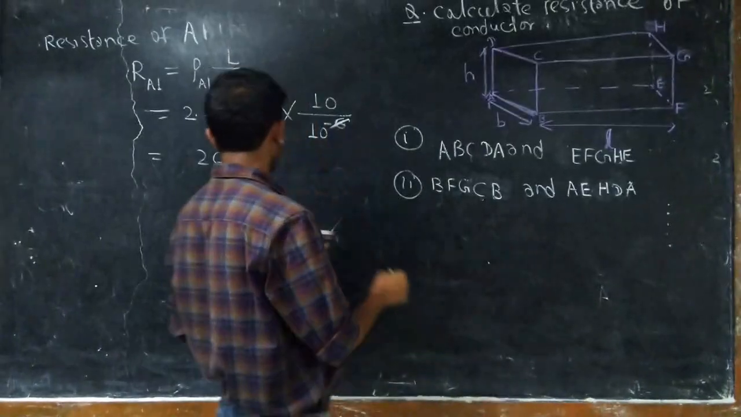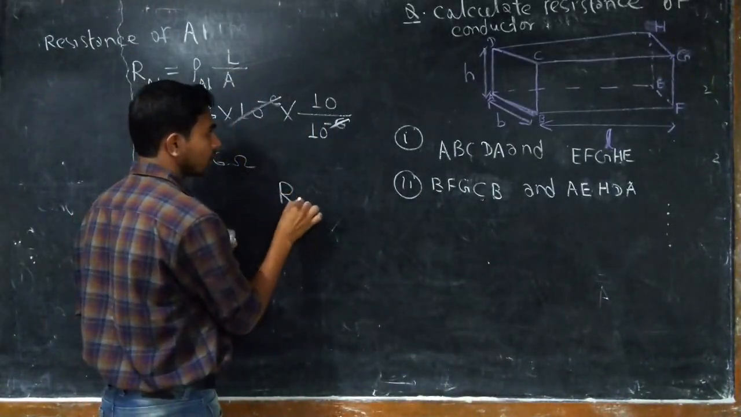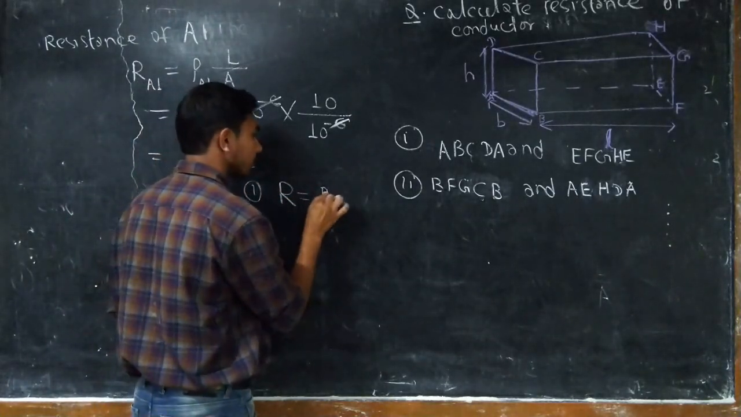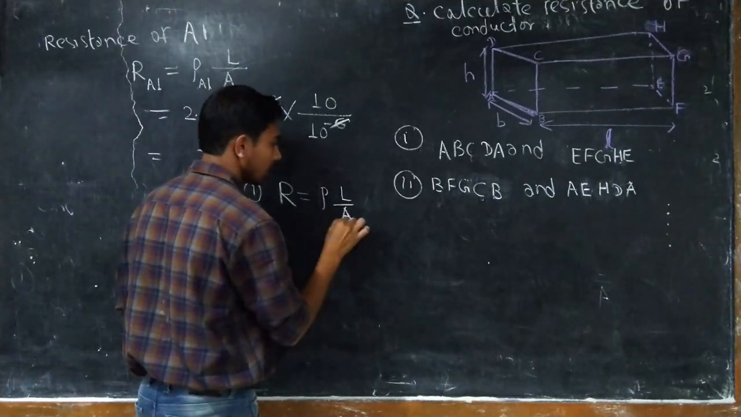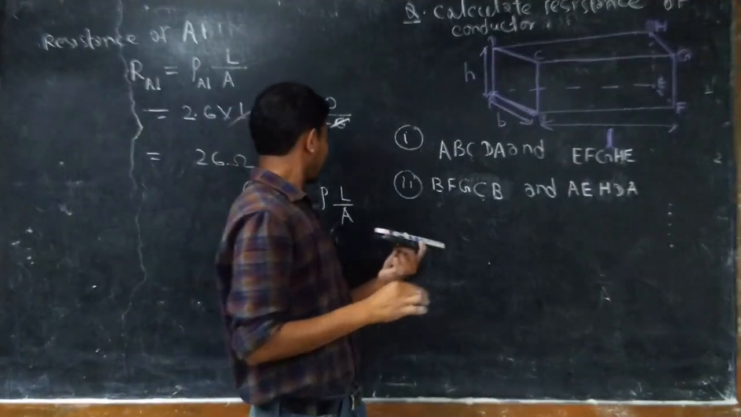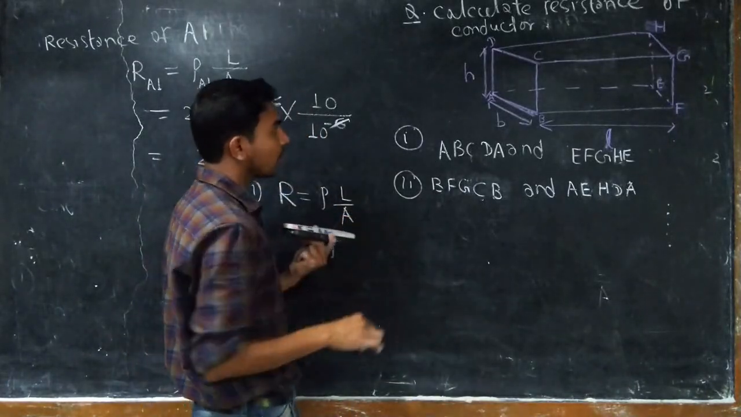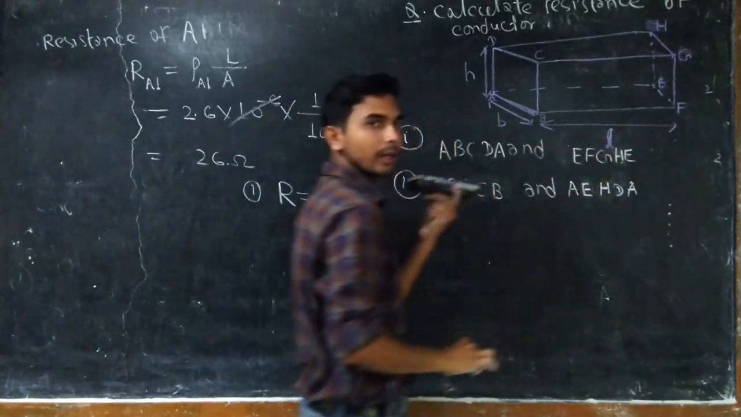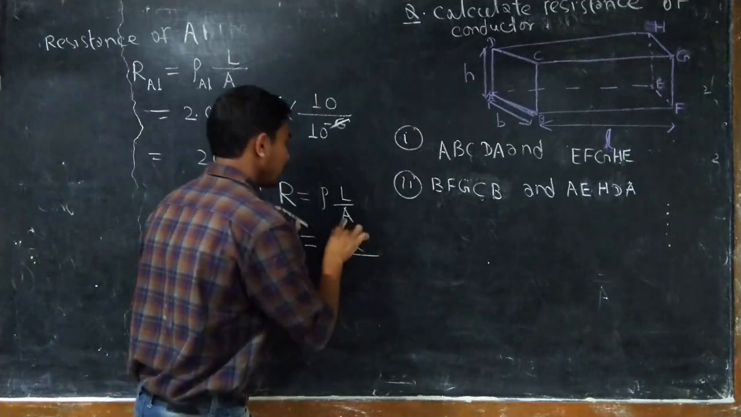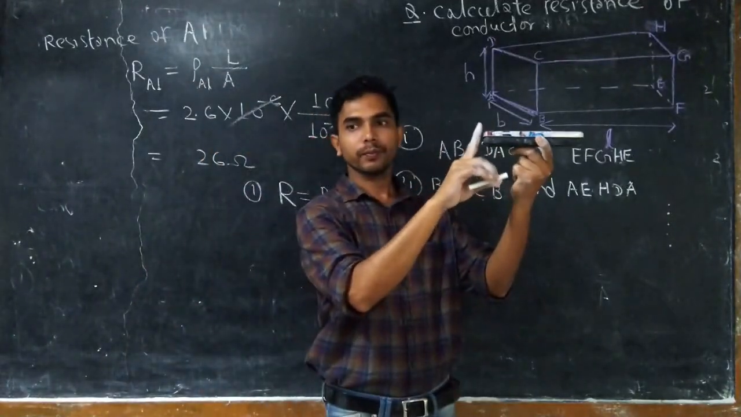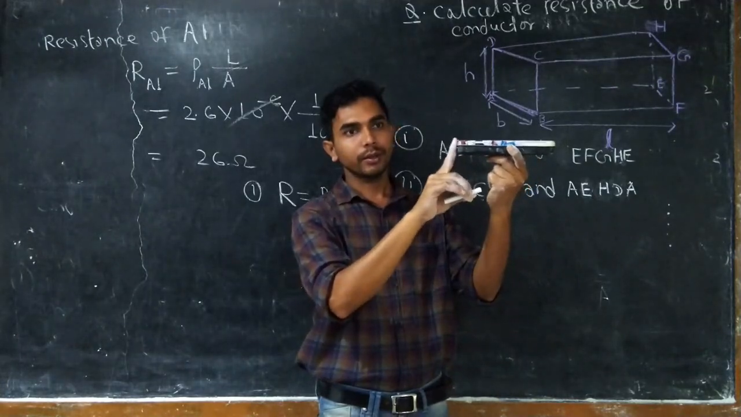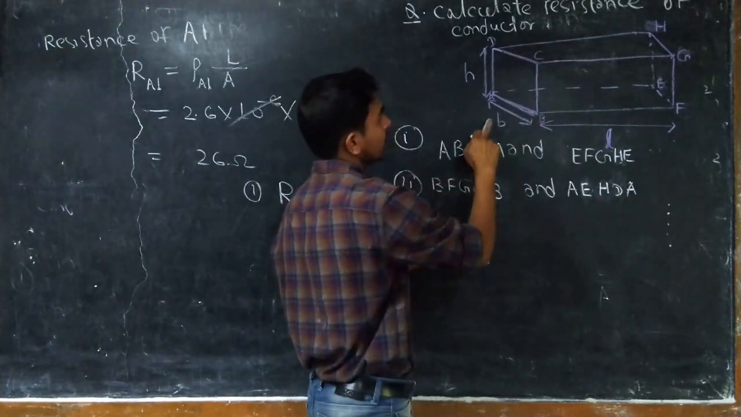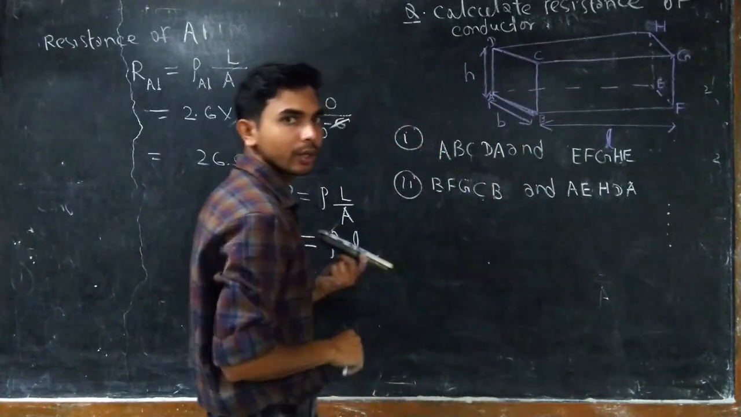So for the first question, we can write the answer like this. Resistance is equal to rho L by A. This is your formula. This will be your length, and here it is L. And what about the area? The area is this one. You can see this area is B into H.